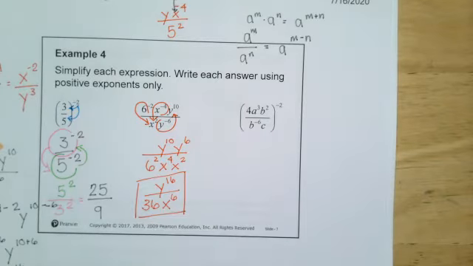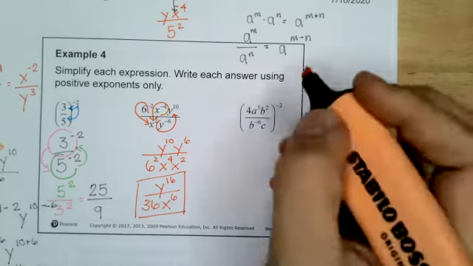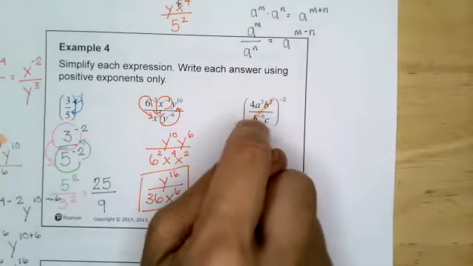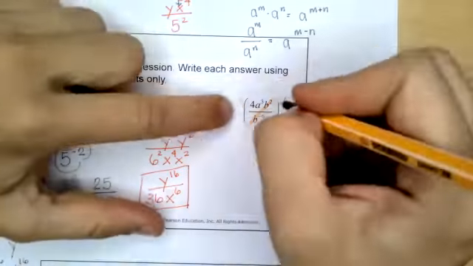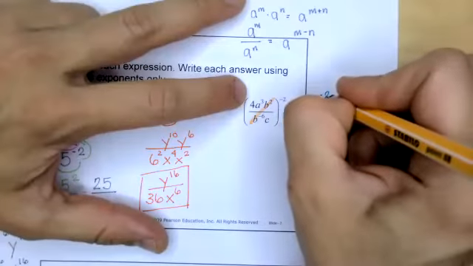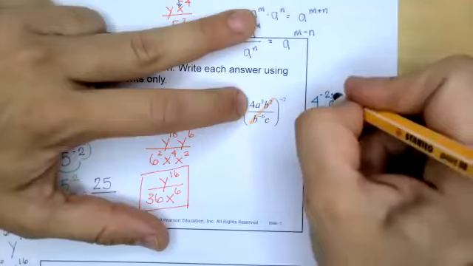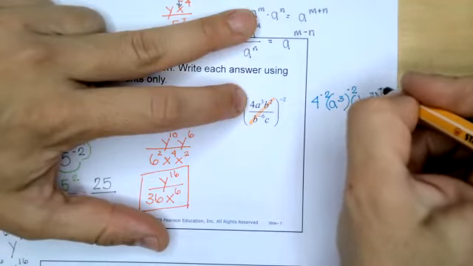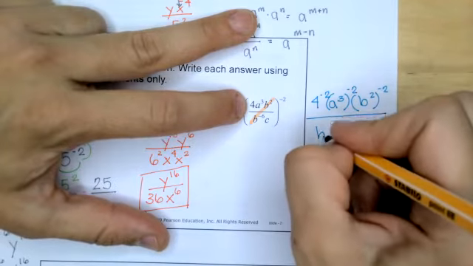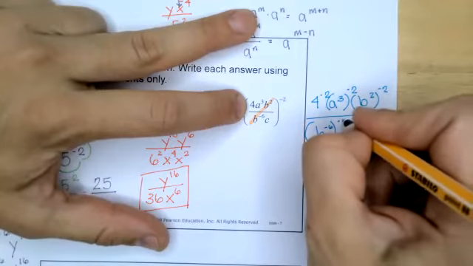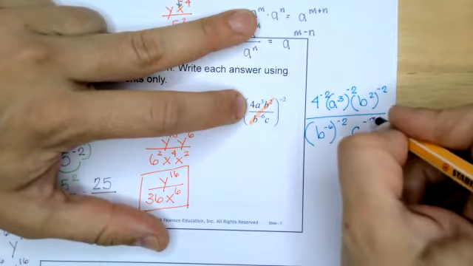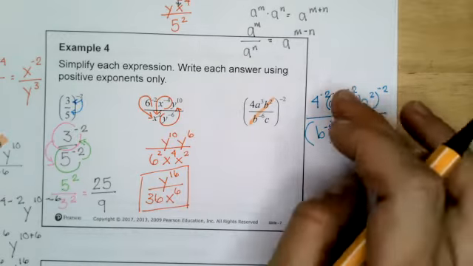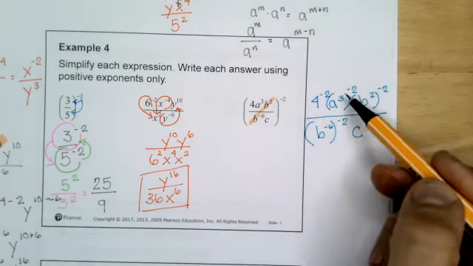Here, we're going to distribute the negative 2, and we can probably combine the b's, right? Because there are b's that are common to the top and to the bottom. All right, 4 gets raised to the power of negative 2. A to the 3rd gets raised to the power of negative 2. B squared gets raised to the power of negative 2. On the bottom, b to the negative 6 gets raised to the negative 2, and c gets raised to the negative 2.